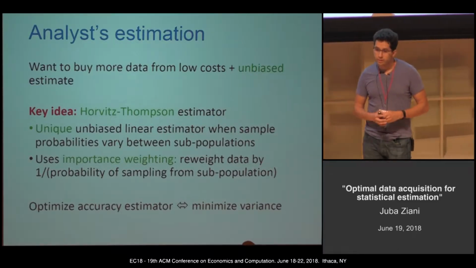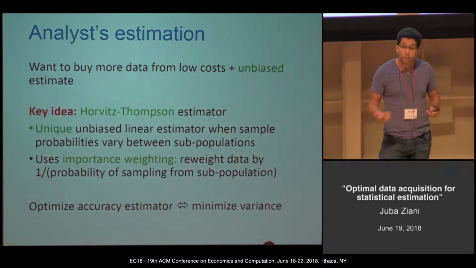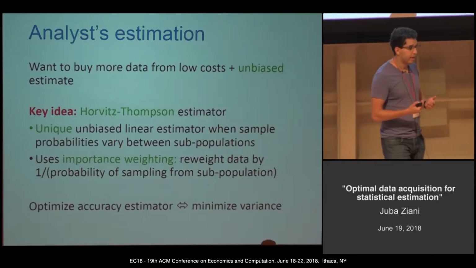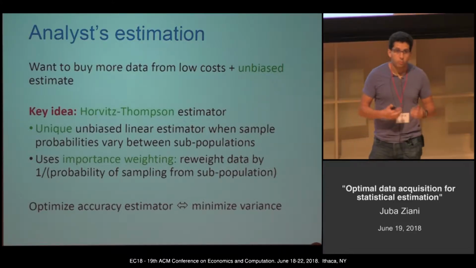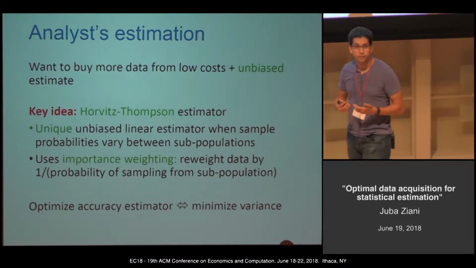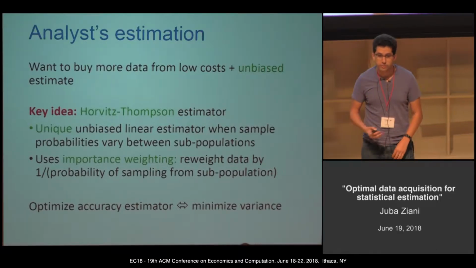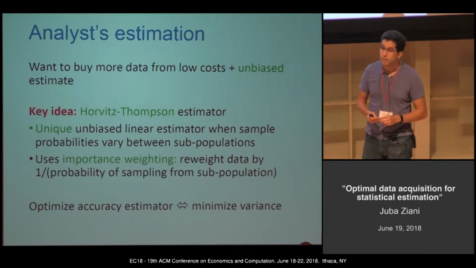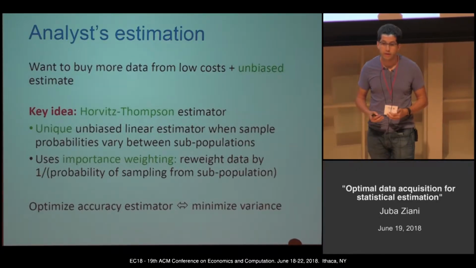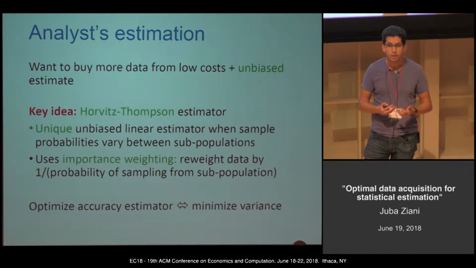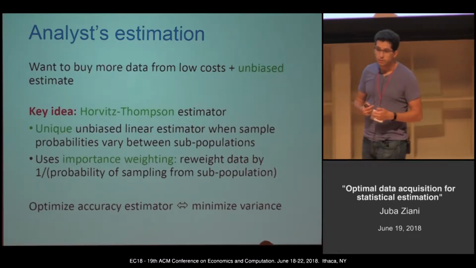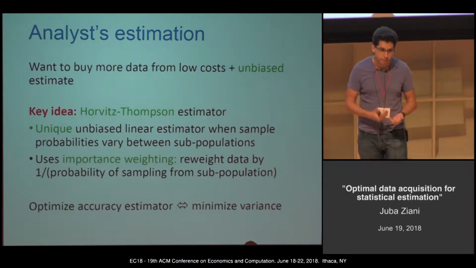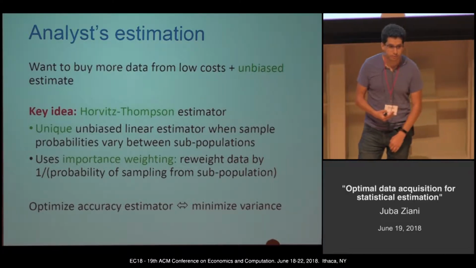And the way it works is basically going to reweight the data points of every single individual that you're buying from by 1 over the probability of sampling from the subpopulation this data point is coming from. What this means in our setting is that if I buy data from low-cost agents with a much higher probability than from high-cost agents, I should put a higher weight on the data of the high-cost agents so that my estimate is not biased towards the data of the low-cost agents.